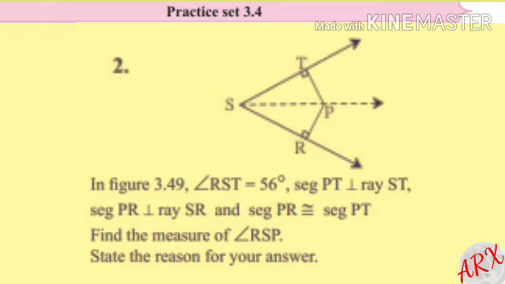Question number 2. In figure, angle RST equal to 56 degree. Segment PT perpendicular to ray ST. Segment PR perpendicular to ray SR. And segment PR congruent to segment PT. Find the measure of angle RSP. State the reason for your answer.